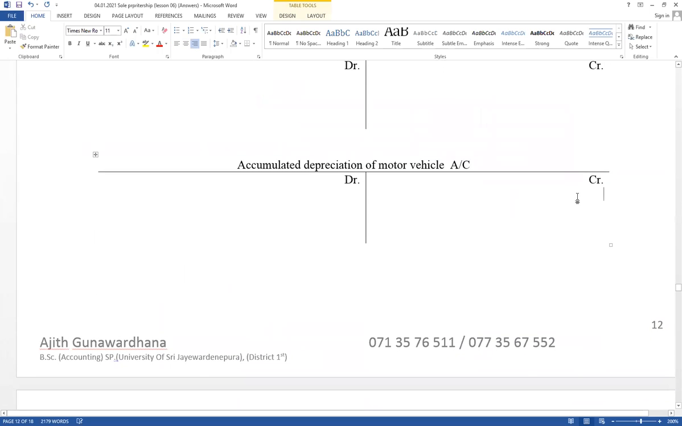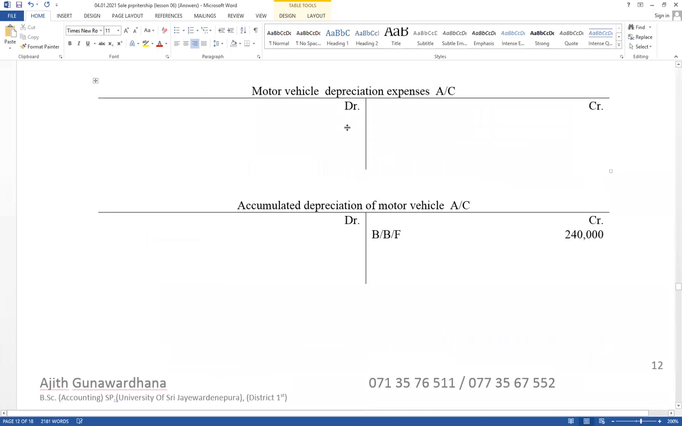Accumulated depreciation is also an asset account, but we can see it has a credit balance. The reason is its effect is an asset decrease, as a balance brought forward. Then annual depreciation equals 160,000. Think about double entry.